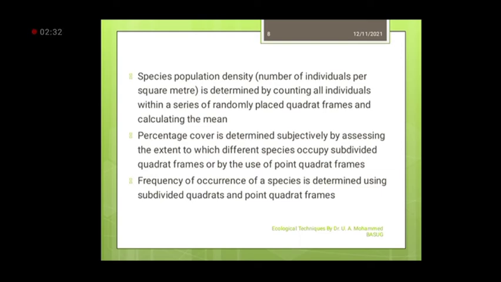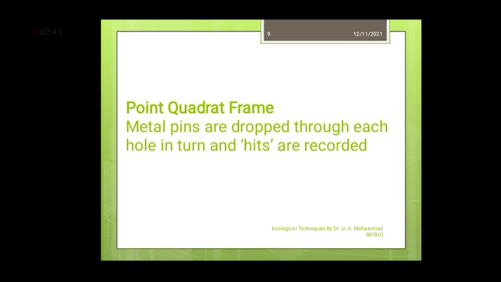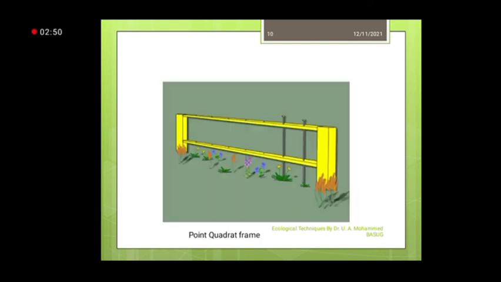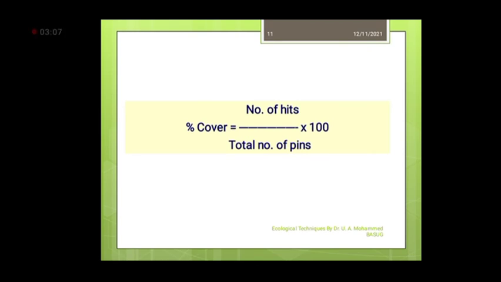Now, frequency of occurrence of a species is determined using subdivided quadrats and point quadrat frames. Point quadrat frames usually use pins, and these pins are dropped through each hole in turn, and hits are recorded. Now, this is an example of a point quadrat frame. If a pin is dropped and it touches a particular plant, then that species is recorded, and the same for the second hole, the third and the fourth, and at the end of the day, all these recordings are used in the calculation with this particular formula, which is percentage cover: number of hits divided by total number of pins times 100.